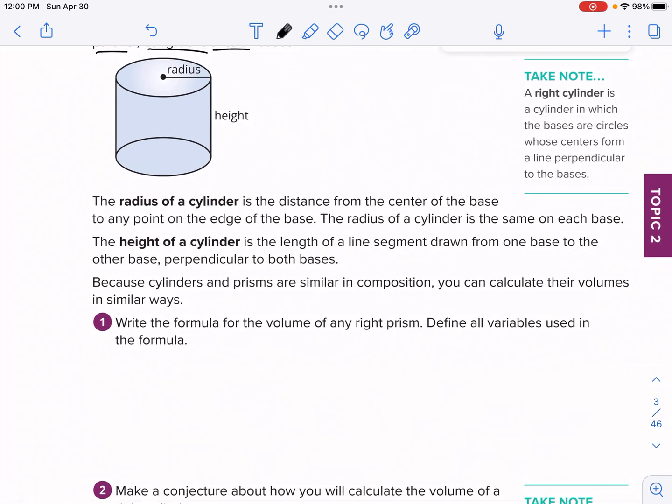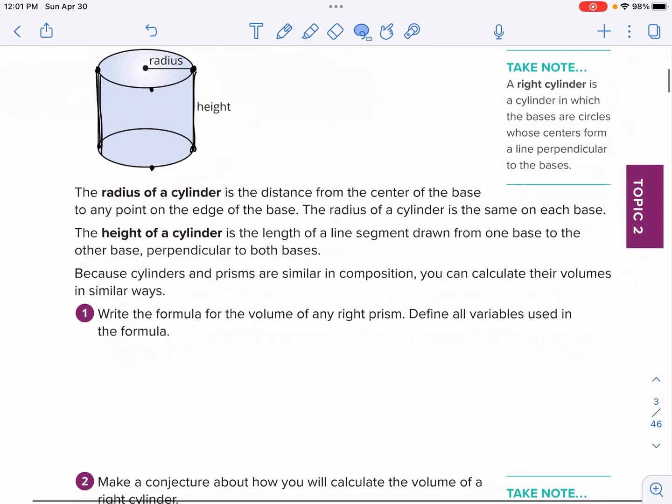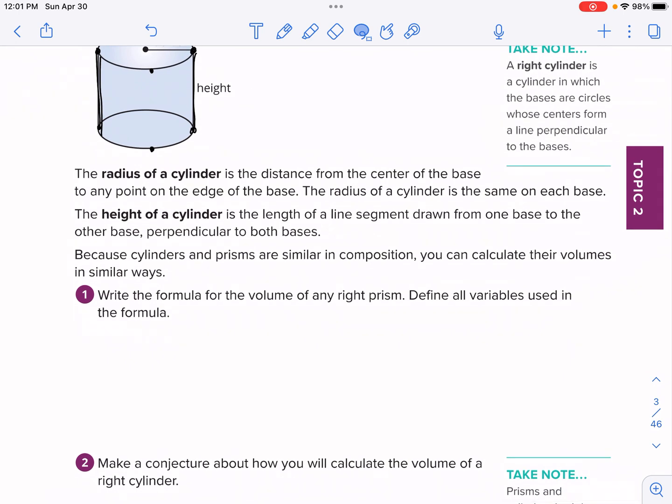And the height of the cylinder is the length of the line segment drawn from one base to the other base. So that is from here to here. That's the height. You can also say over here to here, or even, let's say I go from here to maybe that's a corresponding part. All those should be the exact same size. We can see, yeah, it's about the same size as these other two. Okay, great. And they're perpendicular to both bases.